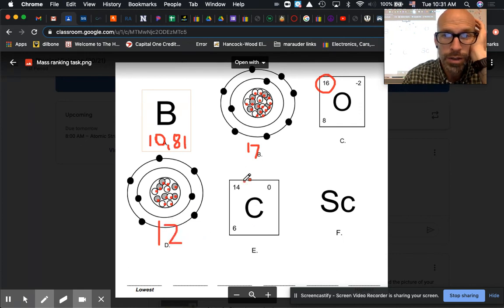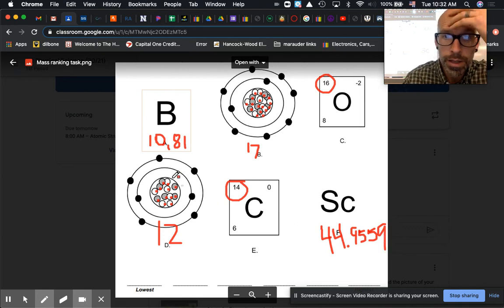And then here, well, they give it to you right there. And then scandium, you're supposed to look that up. And I think it's, if I remember correctly, like 44.9. Oh boy. Depends on what table you look at. If you look at the one I gave you, I think it's 95 or something like that.